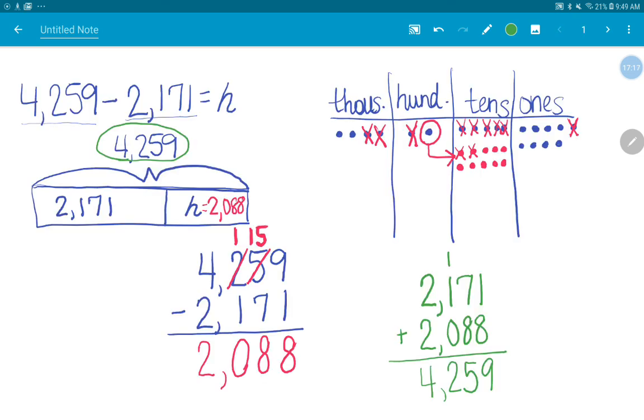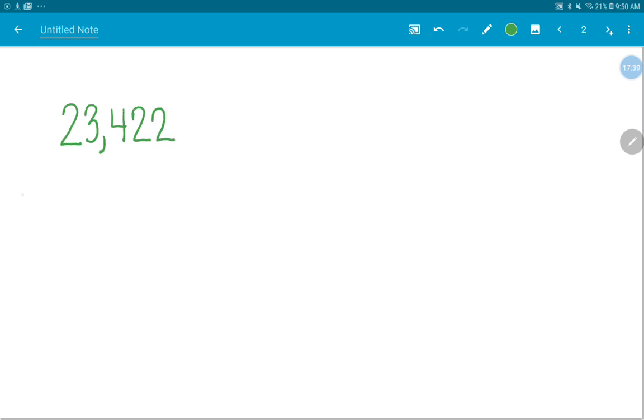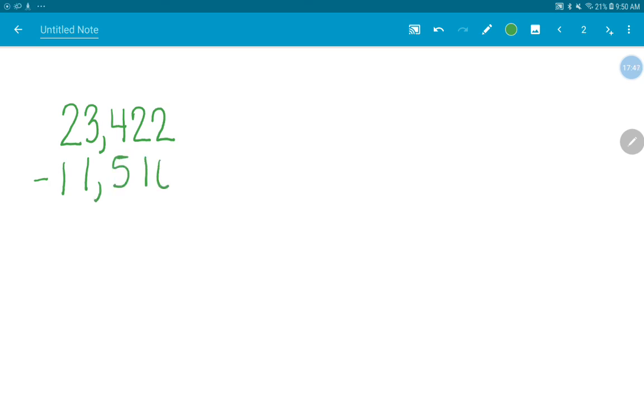So those tape diagrams will help you when you're solving word problems. If you think about, in your word problem, what's the total and what the parts are, that can help you decide what you need to use to solve. All right, let's try another one. This time we're going to do 23,422 minus 11,510.